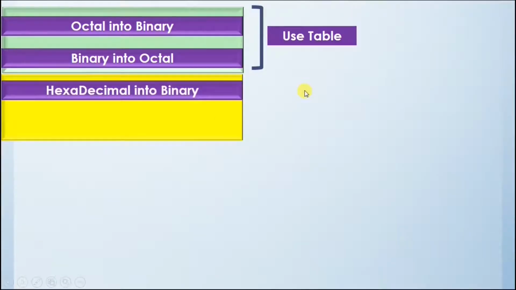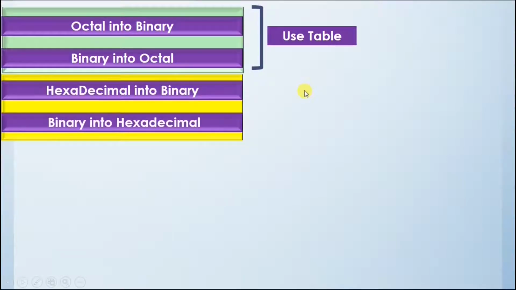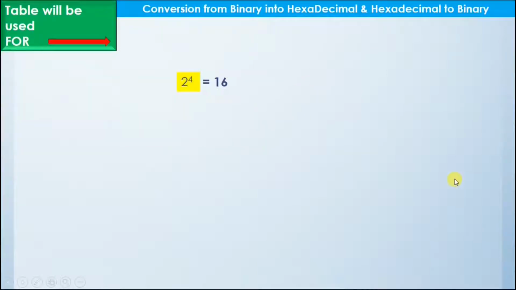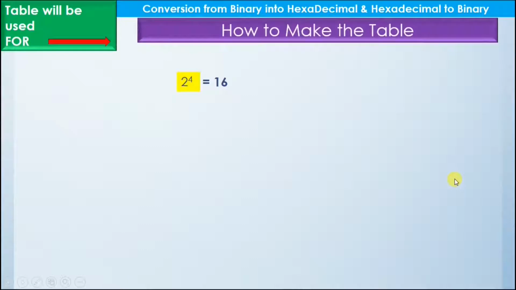In the next section, we will do hexadecimal into binary and binary into hexadecimal, again by using the table. Now let's see how to make the table. In the previous slide, we saw that we are dealing with hexadecimal and binary conversions. So 2 raised to power 4 is equal to 16. So we will create a table that has 16 rows, and the table has how many columns?